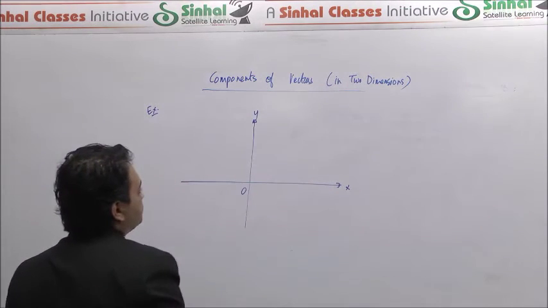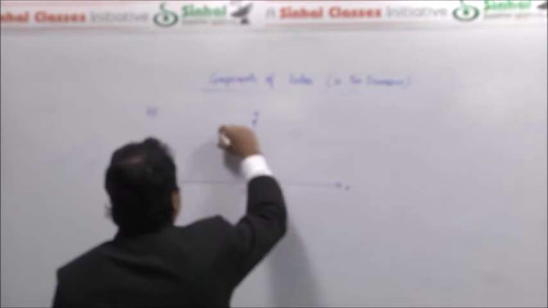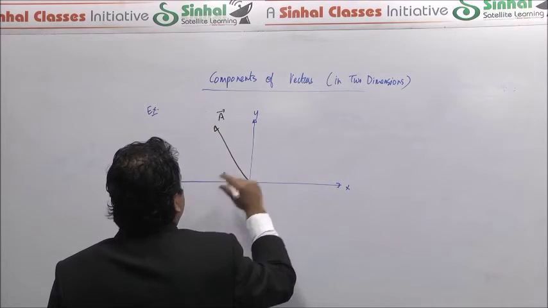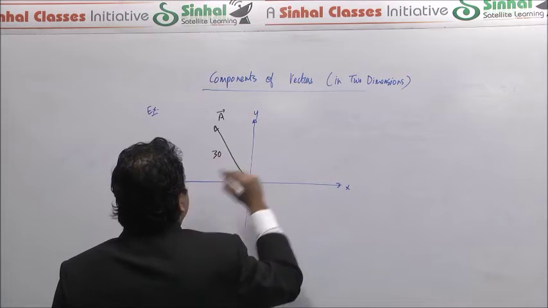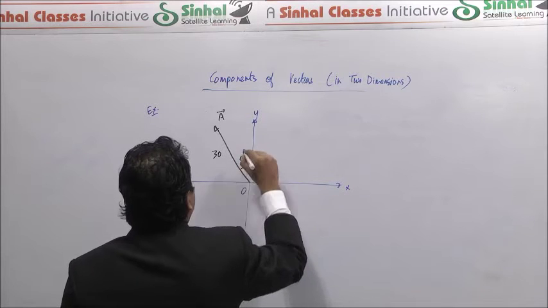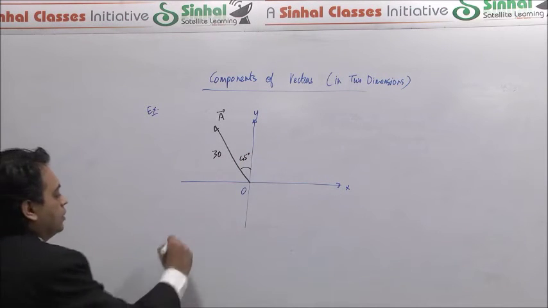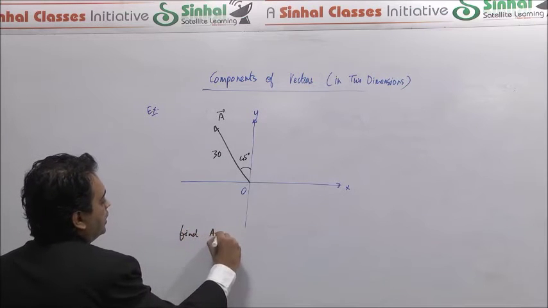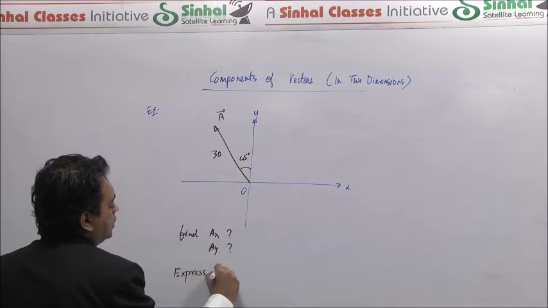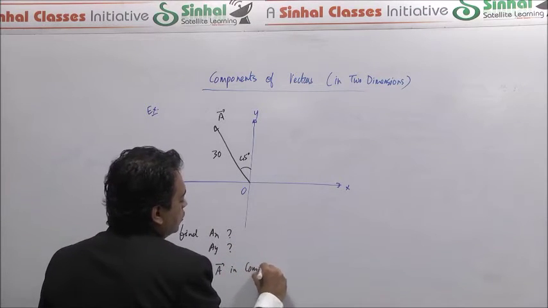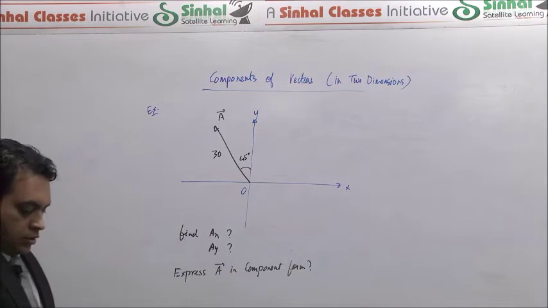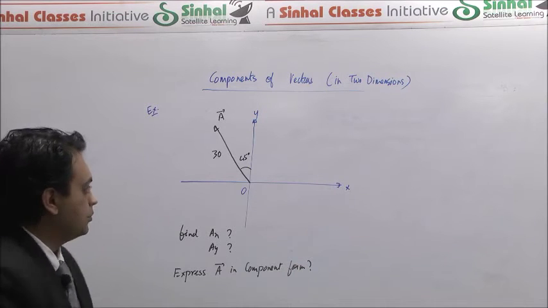So in this xy plane, let's say we have a vector A, which is 30 units in magnitude, and this particular angle here is, let us say, 45 degrees. So we want to find AX and AY and express A in component form. So let us look at that particular problem now.